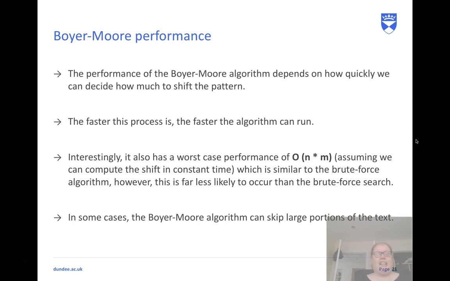Interestingly, it actually has a worst case performance of O(n times n), assuming we can complete the shift in constant time, which is the same as a brute force algorithm. However, in reality, that is far less likely to happen. In some cases, the algorithm can actually skip really large portions of the text. Remember, the amount it skips is proportional to how big the pattern is you're looking for.